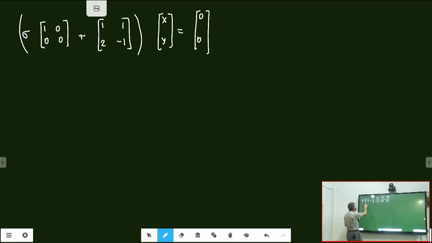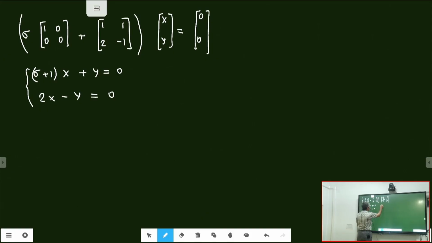Now, let me just rewrite this equation as a system of algebraic equations. If I do that, I will simply get sigma from the first matrix, 1 from the second, so sigma plus 1, multiplied by x, plus y is equal to 0. That's the first equation. Agree? So sigma plus 1 multiplied by x, y multiplied by 1, y. Then nothing comes from the sigma part of this equation, so therefore we will have 2x minus y is equal to 0. Agree?